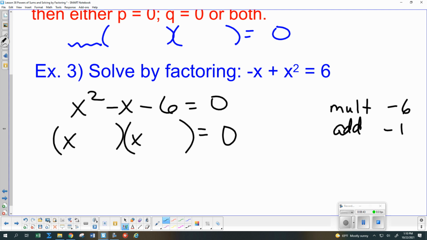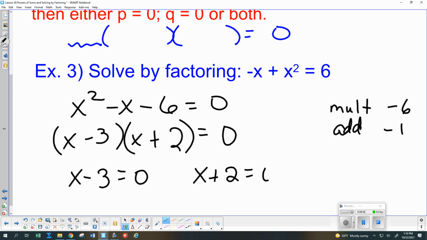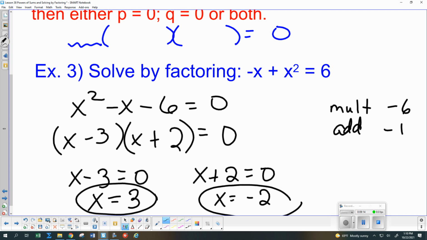Shayla? Negative 3 plus 2. Thumbs up or down from the rest of you. So we put our minus 3 and our plus 2 in there. Zero factor theorem says I've got it factored, parentheses times parentheses. At least one of the parentheses has to be 0. So either the x minus 3 parentheses is 0, or the x plus 2 parentheses is 0, or both. Solve that, so either x is 3, or x is negative 2.